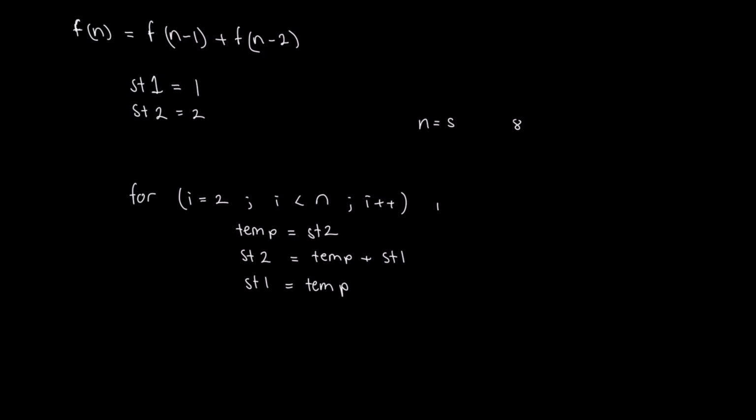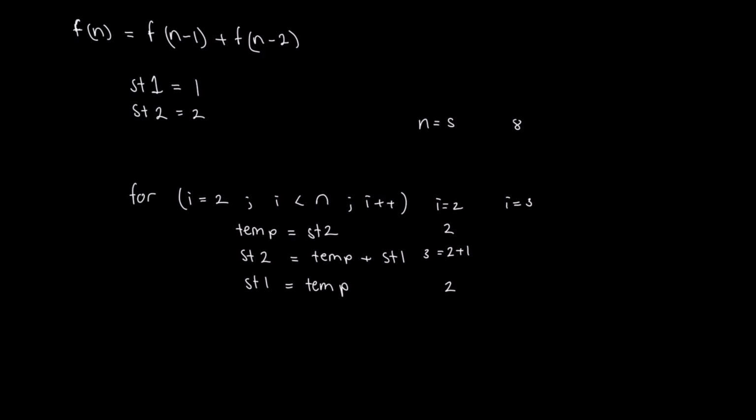So we know that I starts at 2. So I will equal 2. And temp will equal st of 2. So we can say that temp will equal 2. Now st of 2 will equal temp plus st of 1. So temp is 2, and then plus 1, which will equal 3. And now st of 1 will equal temp. So we're actually taking this top temp value and putting it back down here and making st of 1 equal to temp. So now st of 1 will equal 2.